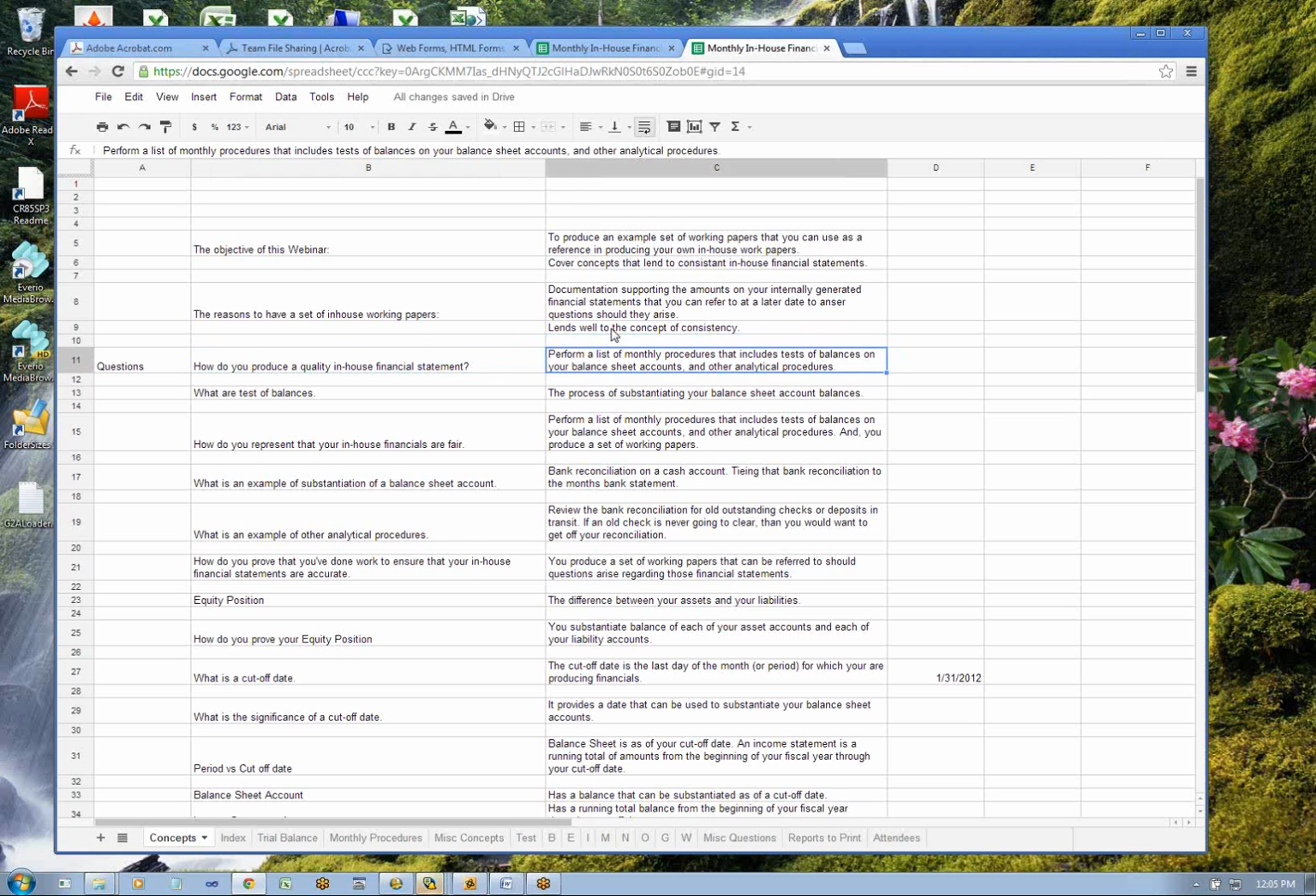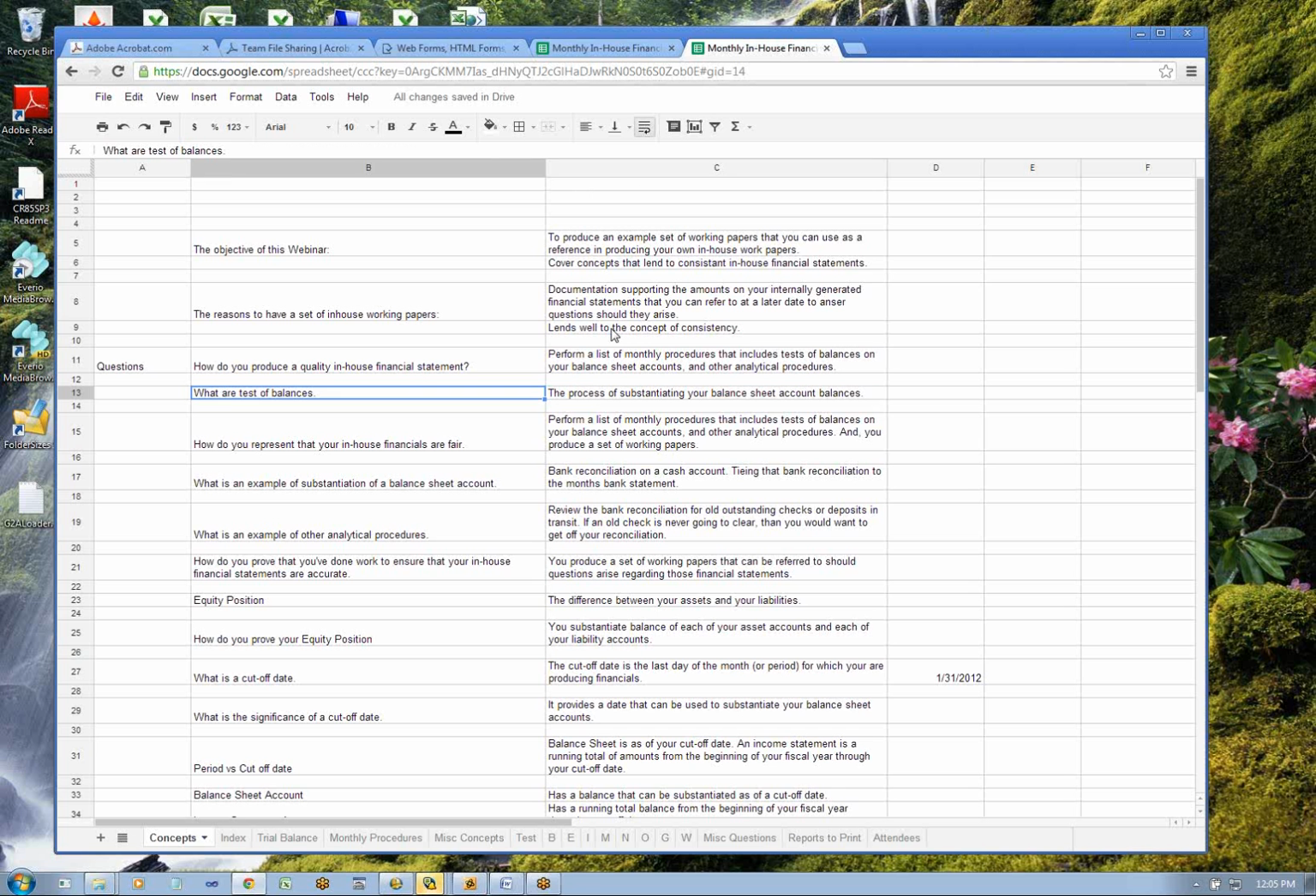Okay, so how do you produce a quality in-house financial statement? You perform a list of monthly procedures that includes tests of balances on your balance sheet accounts and other analytical procedures. So it's basically a checklist that you go through, ensuring consistency, and the quality of the items on the checklist are going to hopefully translate into a consistent quality financial statement, something that's fair.